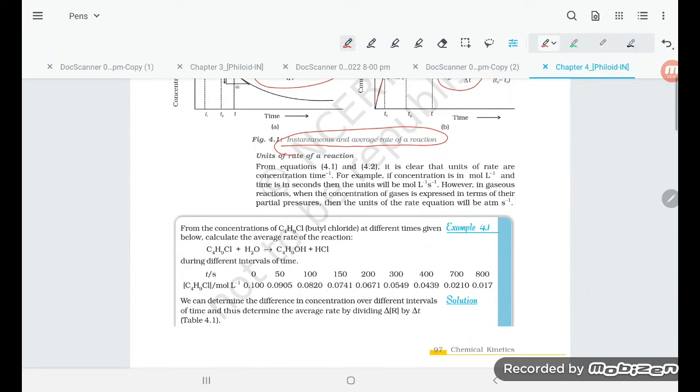Okay. Unit of rate of reaction. From equations 4.1 and 4.2, it is clear that the unit of rate is concentration time inverse. For example, if the concentration is in mole per liter and time is in second, then the unit will be mole liter inverse second inverse. However, in a gaseous reaction, when the concentration of gases is expressed in terms of their partial pressure, then the unit of the rate equation will be atm second inverse.